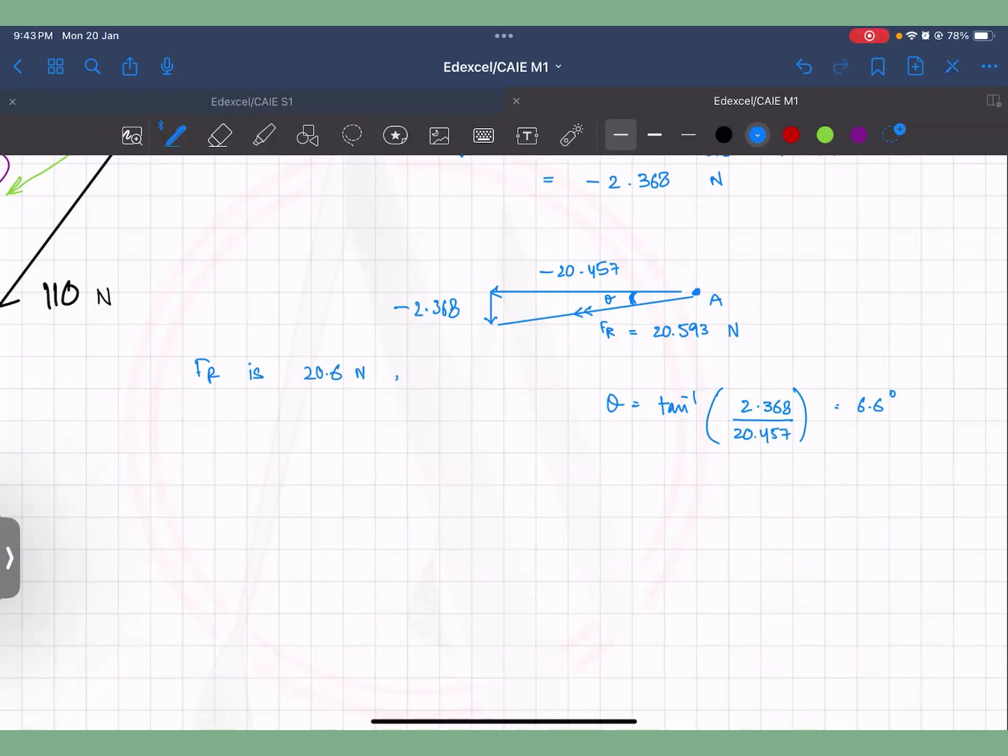So the final answer you would give is that the resultant force is 20.6 Newton and it is 6.6 degrees anticlockwise from the negative x-axis. This is your final answer. That's it.